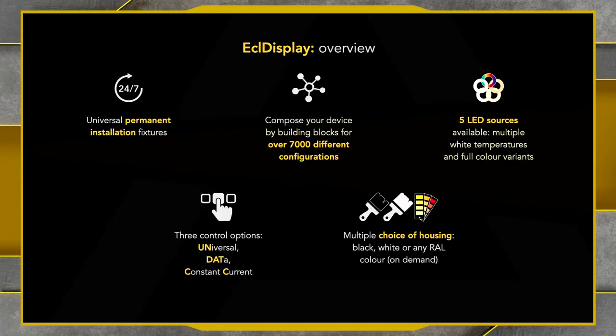So this is a universal permanent installation fixture. Whether it's an art gallery, a museum, or a theater, we can install these units as a permanent set, and they'll be very long-lasting fixtures. You can compose your device from building blocks of over 7,000 different configurations. From different accessories, different colors, different LED sources, there are many different ways of using these products.